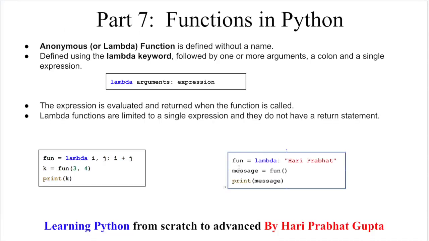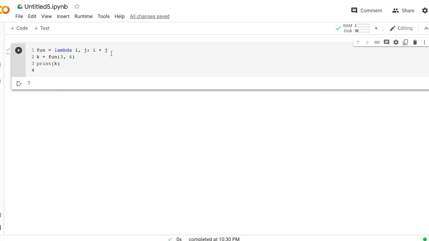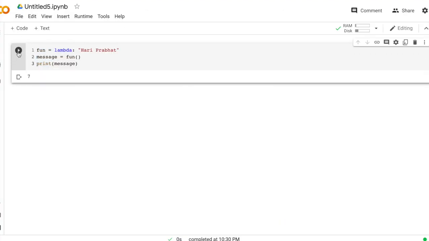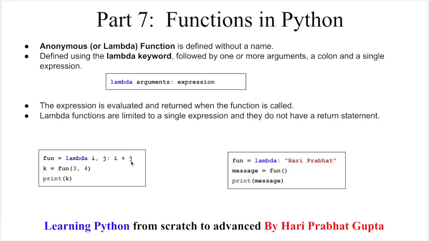Now let me take another example of the lambda function. Similar to the previous one, the lambda function defines a function named fun, and simply returns a string, which we then assign to the variable message in this case, and print the message, which is the output. So we can say yes, lambda functions support arithmetic operations and also support string operations.